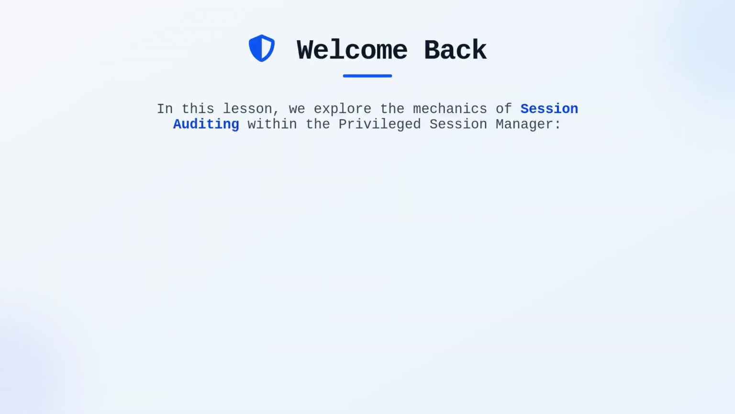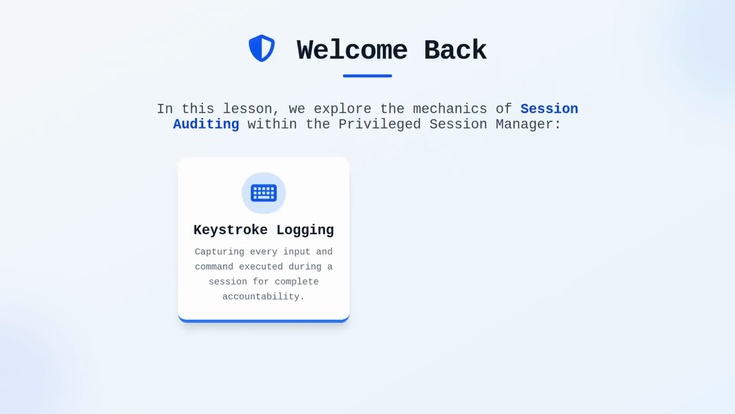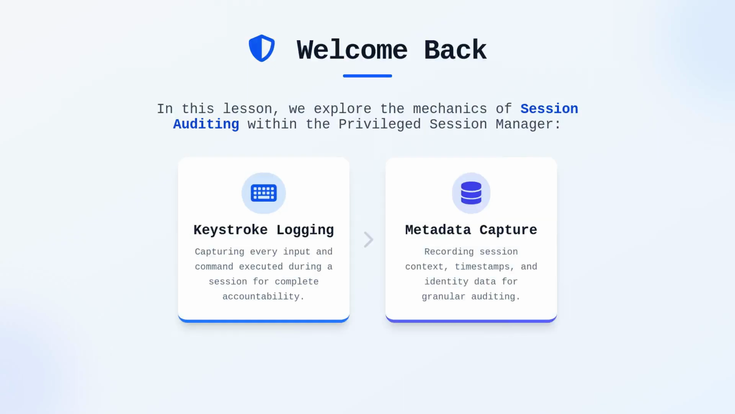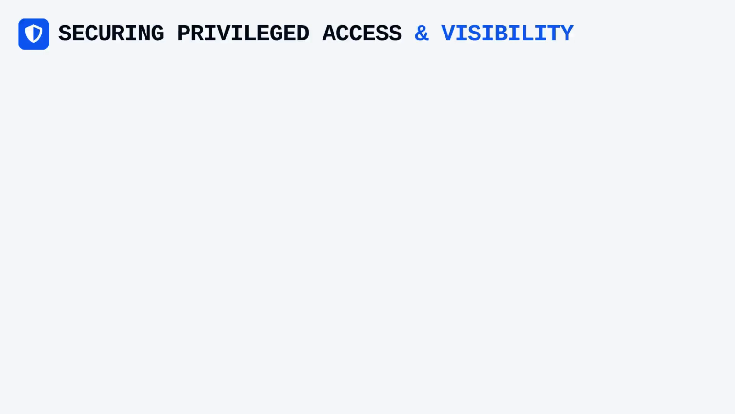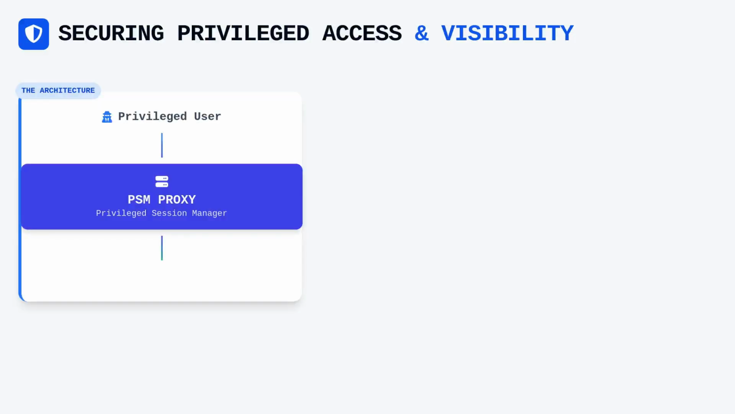Welcome back. In this lesson, we are going to explore the mechanics of session auditing through keystroke logging and metadata capture within the Privileged Session Manager. When we secure privileged access, the primary objective is visibility. We achieve this through the Privileged Session Manager, which acts as a proxy between the user and the target resource.